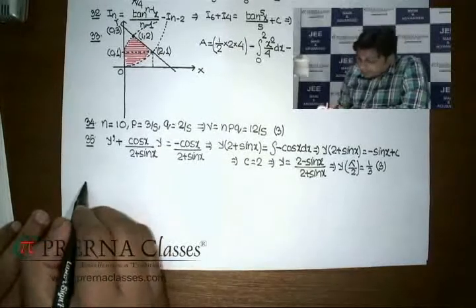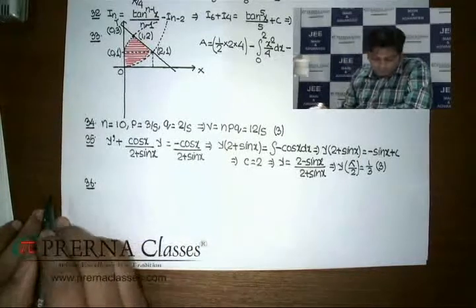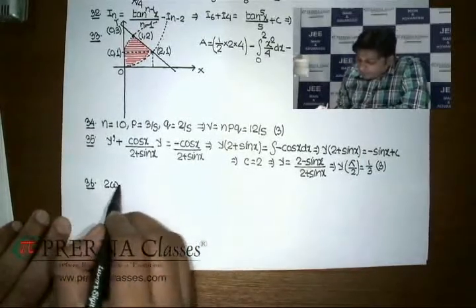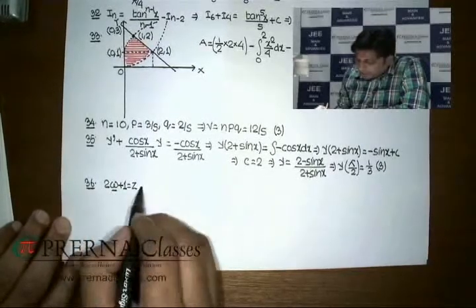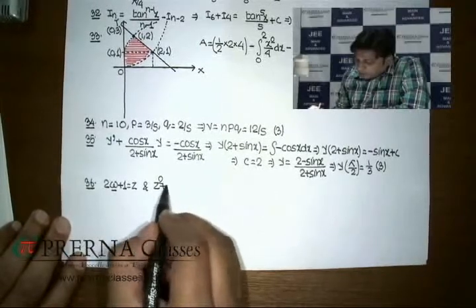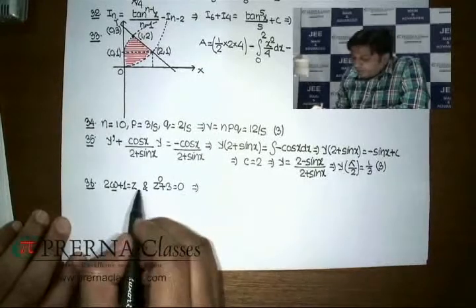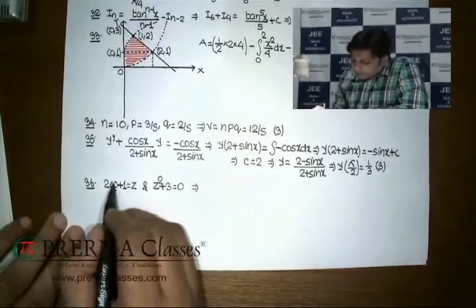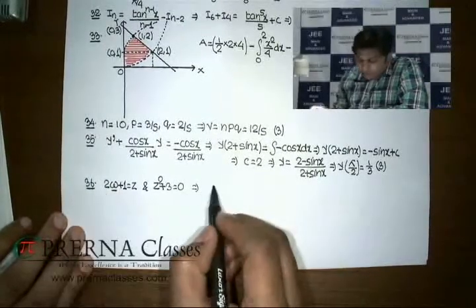Question number 36 is talking about something related to complex numbers. We are given that there is a complex number w which satisfies this. Along with that, z square plus 3 is 0. If you utilize these two pieces of information simultaneously, we will find out that this complex number is nothing else but one of the cube roots of unity.